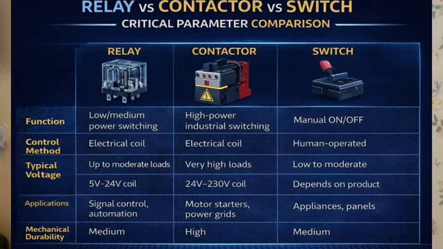Control method. Relays are controlled with an electrical coil. Contactors are also controlled with an electrical coil. But switches, as I said, are operated by humans. So load capacity: relays handle a moderate load, whereas contactors are required when there are very high load systems. In that case, they are used in most industrial applications. Switches are low to moderate.